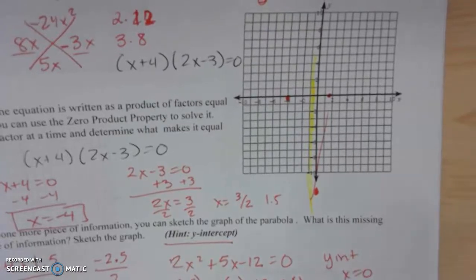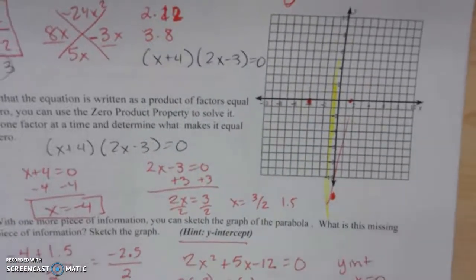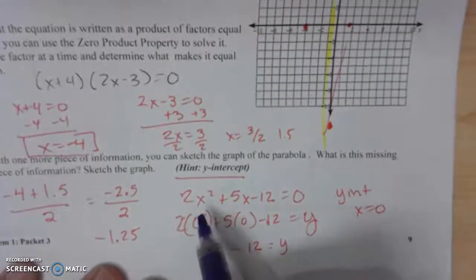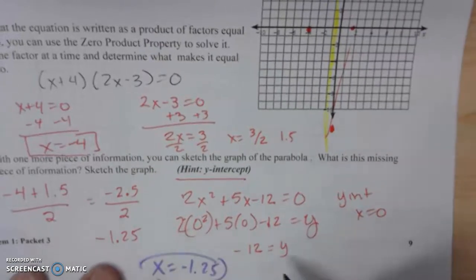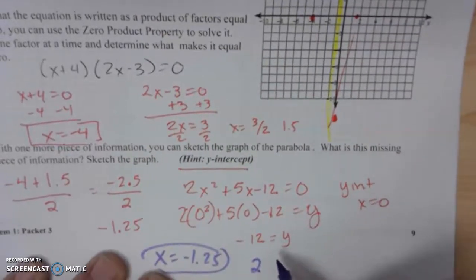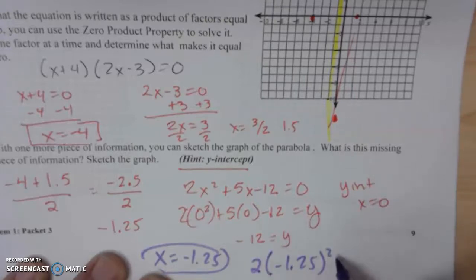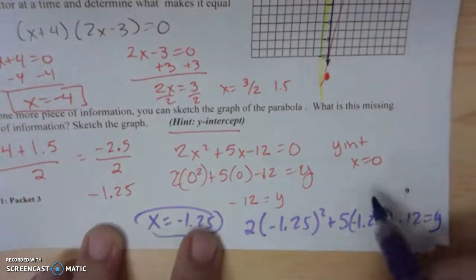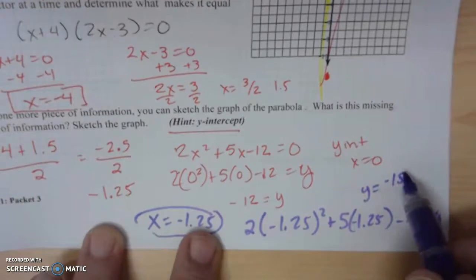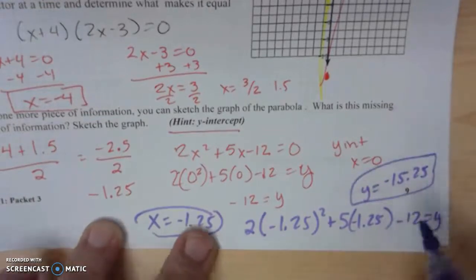So we know that if I use the equation 2x squared, and I use my x value as -1.25, that's going to be my vertex. So I can figure out what the y value is. So 2 times -1.25 squared plus 5 times -1.25 minus 12, that will equal my y. So I'm going to plug that into the calculator, and I actually get y equals -15.25. That's what I get on the calculator.